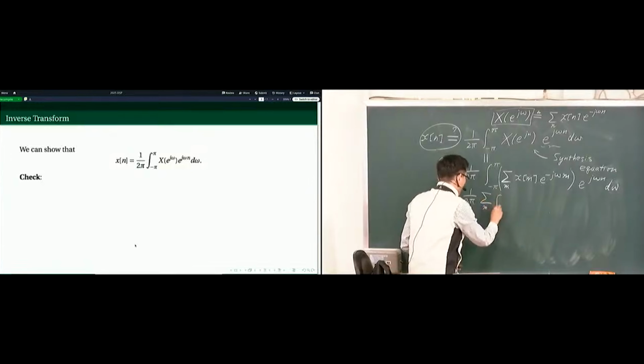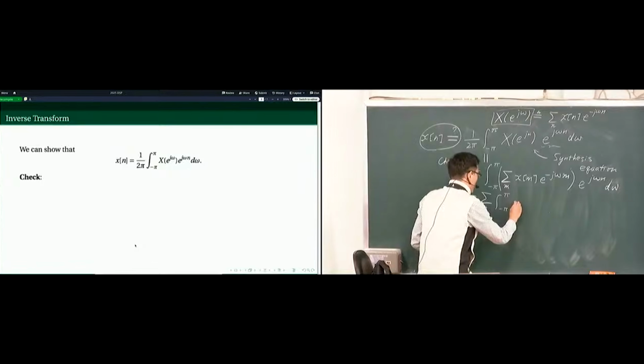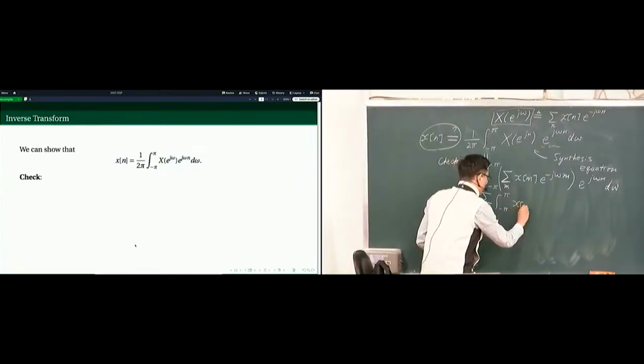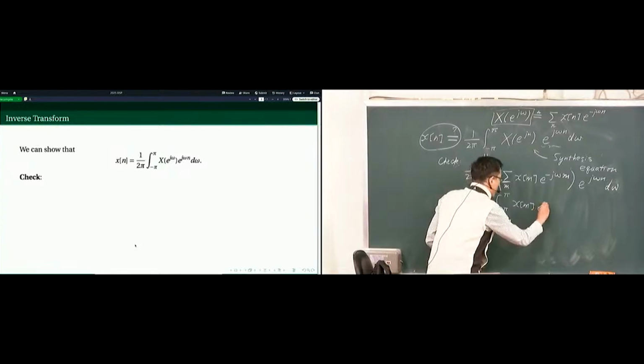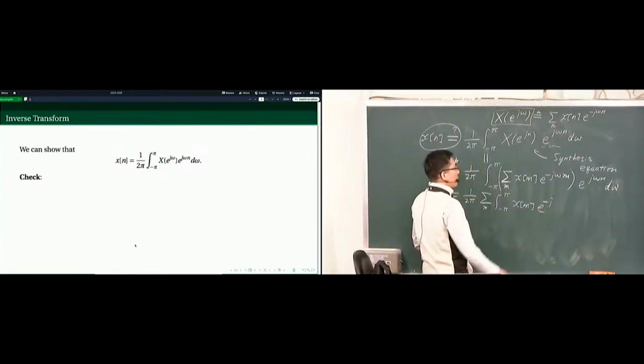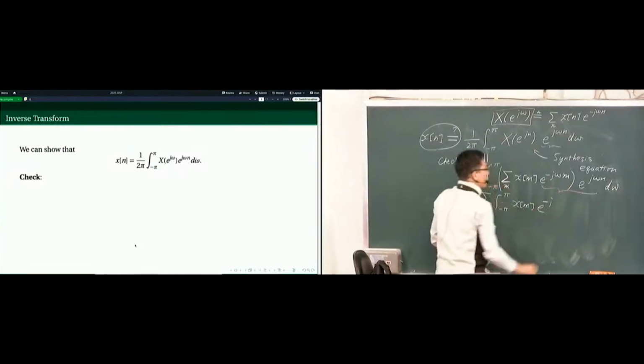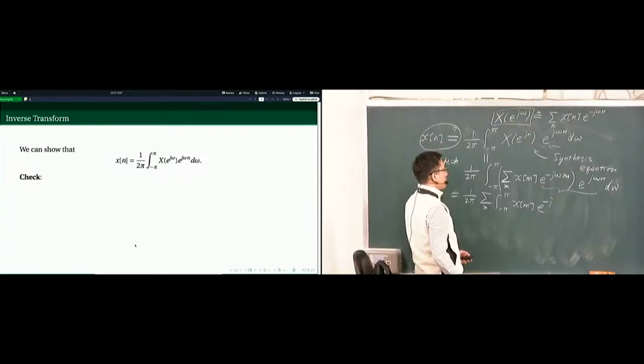Summation outside, integral inside. Let's try this. Yeah, it might work. So summation outside. Now inside we have x m. Just copy everything, e to the minus j. Now we have these two terms, which now both sit inside the integration.